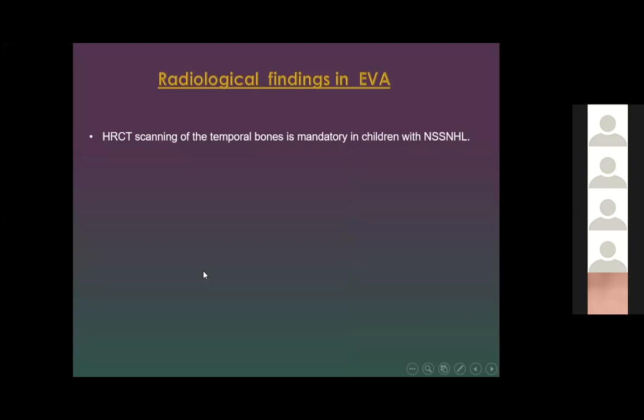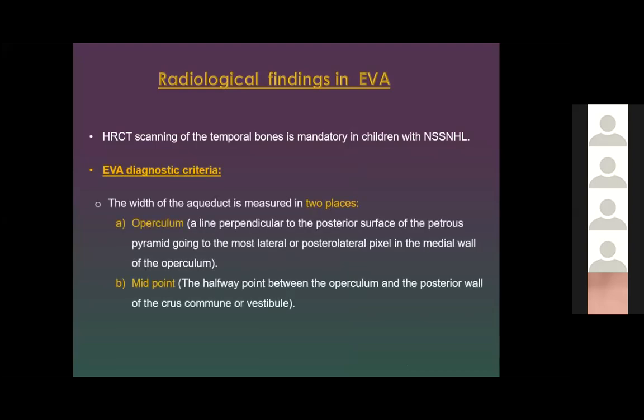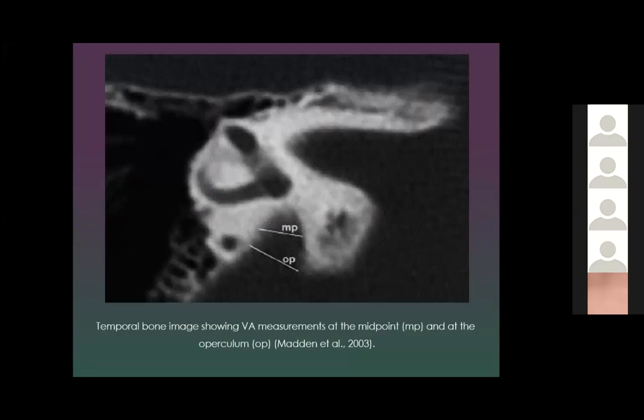Radiological finding in EVA patient. High resolution thin cut CT scan is mandatory in all children with non-syndromic sensory neural hearing loss. For EVA diagnostic criteria, we search for 2 points, the operculum and the midpoint. In this section, this is the operculum, the opening of the vestibular aqueduct in the posterior cranial fossa, and the midpoint. We measure both operculum and midpoint and compare them with norms to know if this is enlarged or not.